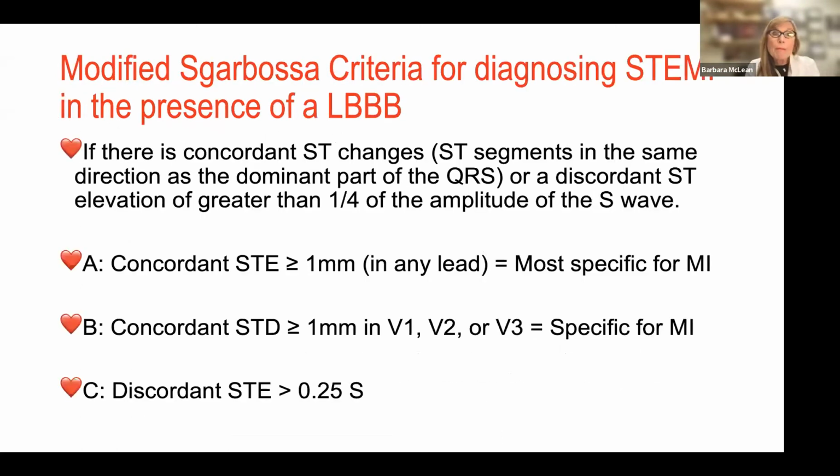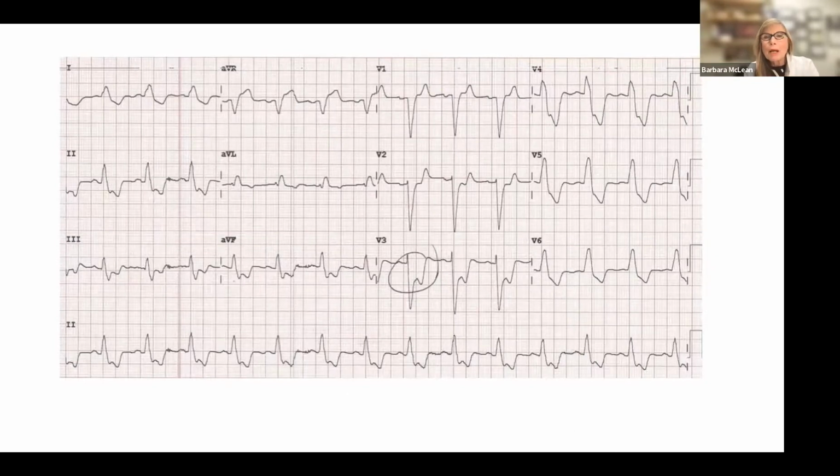That's Sgarbossa's basic criteria. So overall, concordant ST segment elevation greater than 1 millimeter in at least 2 leads of a lead group is the most specific for MI. When I look at V1, 2, and 3 in left bundle branch block, I always have discordant ST segments. But if I have ST segment depression in V1, V2, and V3, that's specific for MI. This is very straightforward, guys. Discordance typically means this is an abnormal depolarization, not a STEMI. So no one's asking you to memorize Sgarbossa, but I want you to see this.